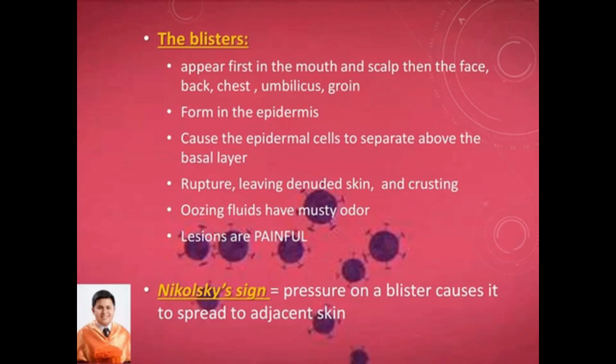How do we describe the blisters in this condition? The blisters appear first in the mouth and scalp, then the face, back, chest, the umbilicus, and then towards the groin area. It follows a downward direction. The blisters usually form in the epidermis due to the process of acantholysis in the said layer.